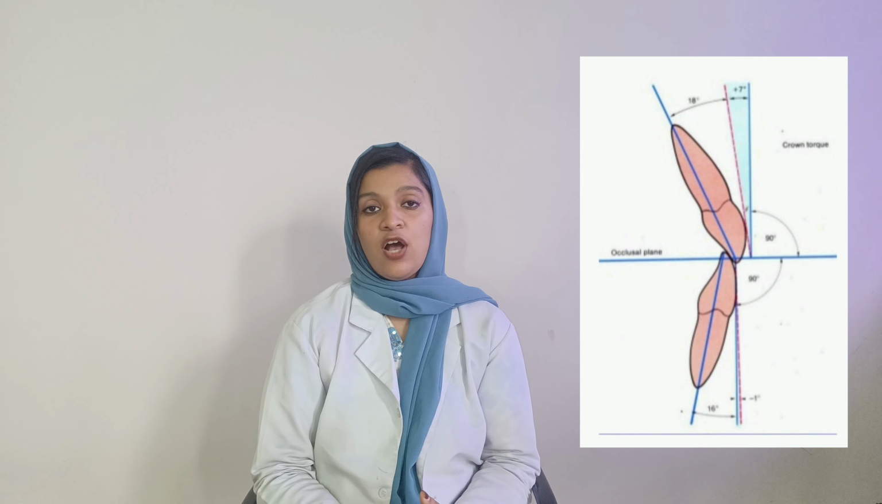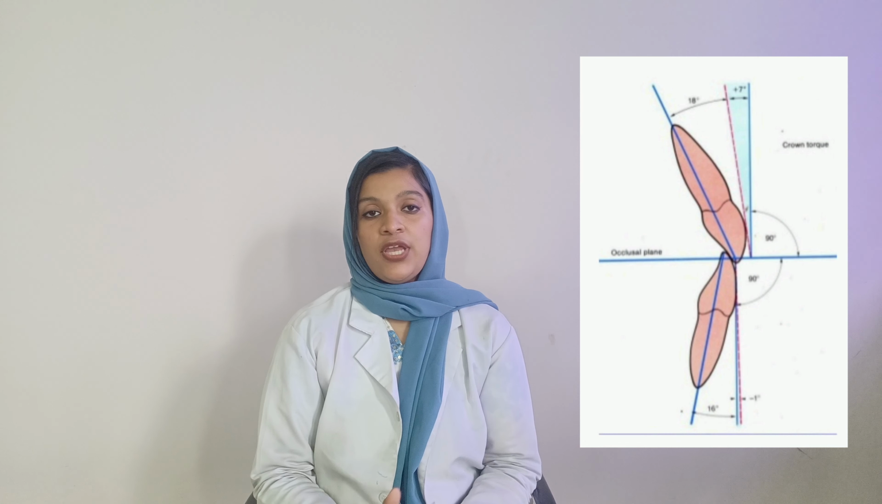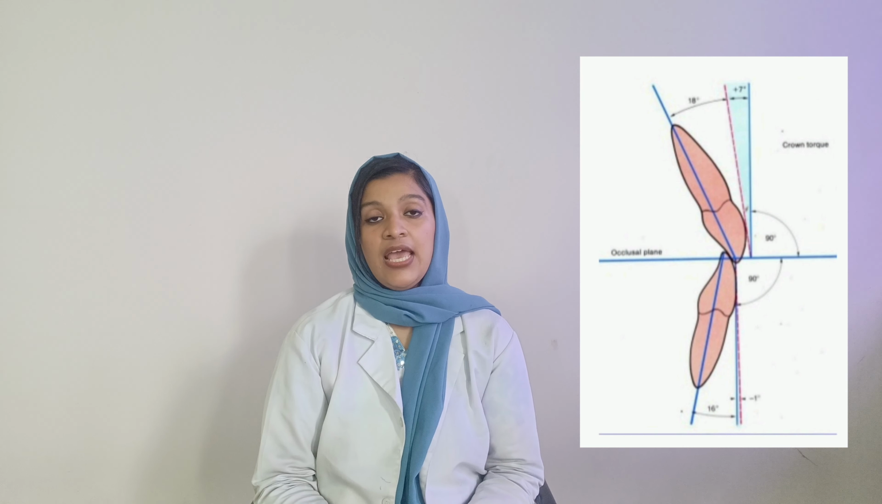Then third one is the crown inclination, which represents the buccolingual inclination of the long axis of the crown, not the long axis of the entire tooth. In case of posterior teeth, that is in the maxilla and mandible, it has a negative or lingual inclination, and in case of maxillary incisors, it has a labial inclination, which is positive.